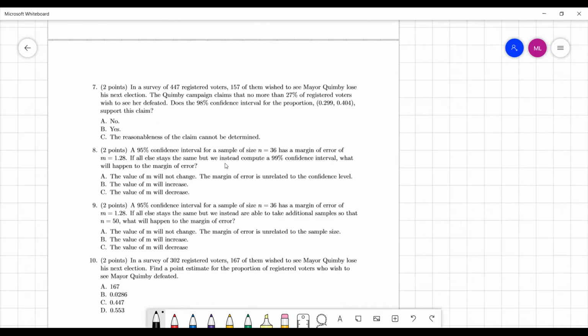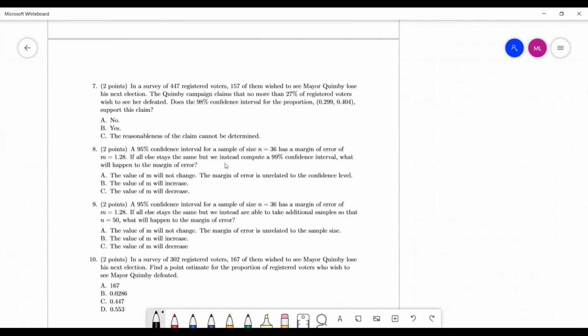Okay, problem number 7. In a survey of 447 registered voters, 157 of them wish to see Mayor Quimby lose his next election. The Quimby campaign claims that no more than 27% of registered voters wish to see her defeated. Does the 98% confidence interval for the proportion given here, 0.299 up to 0.404, support this claim?